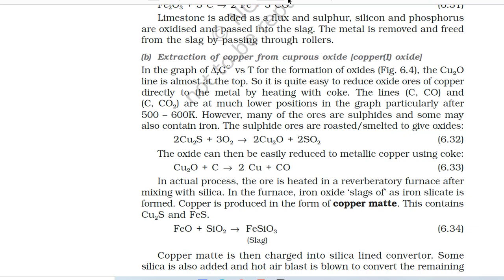In the actual process, the ore is heated in a reverberatory furnace after mixing with silica. In the furnace, iron oxide slags off as iron silicate. Copper is produced in the form of copper matte, which contains Cu2S and FeS. FeO plus SiO2 gives FeSiO3, that is slag.